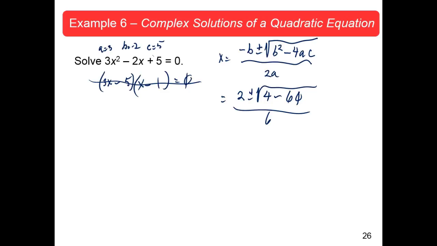Minus 56. Okay, 2 plus or minus the square root of -56 over 6. Guess what? Not a real number. And that's how we would end it: no real solution. Now we can actually go further. I'm not going to, well, I probably will. Factor out the -1.